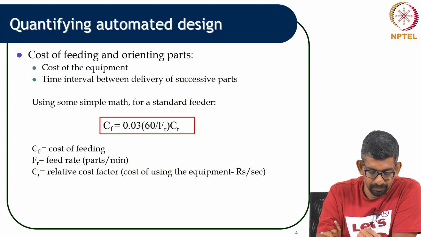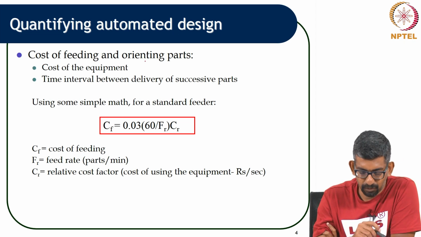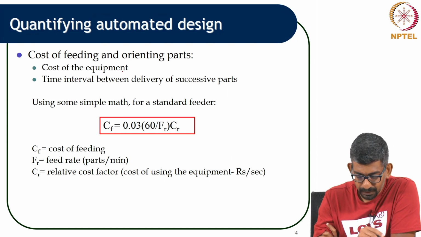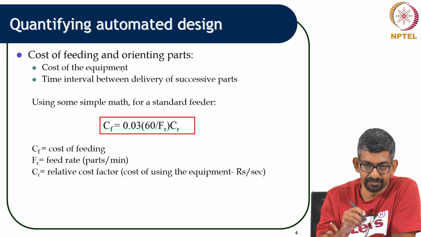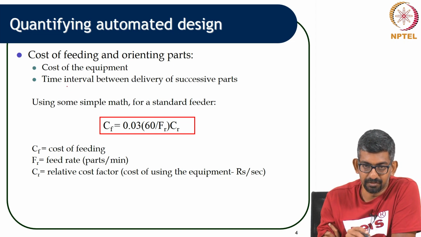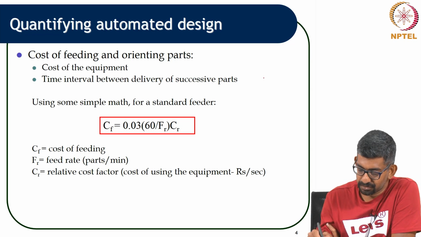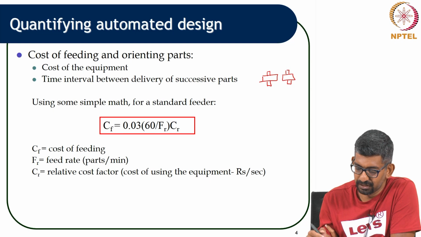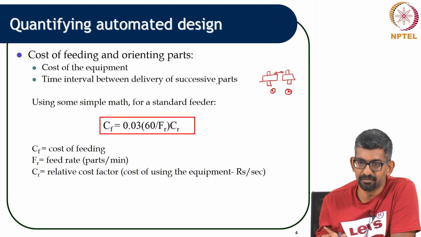So, here how are we going to look at the cost of feeding and orienting the parts? Obviously, the first one is the cost of the equipment, and after the equipment cost is taken care of, from a productivity perspective, what matters is the time interval between the delivery of successive parts. So, I assemble one part, I assemble two parts, irrespective of whatever the assembly procedure is, the time between part 1 and part 2. That is the time interval between the delivery of successive parts.